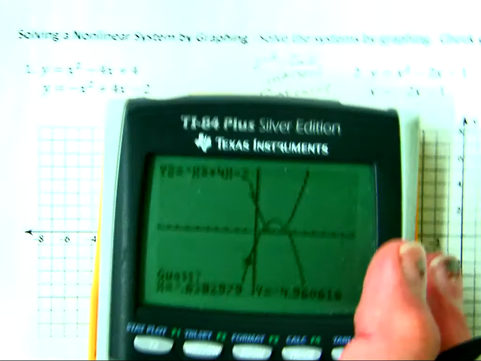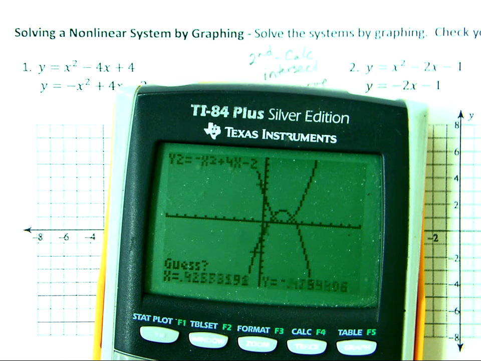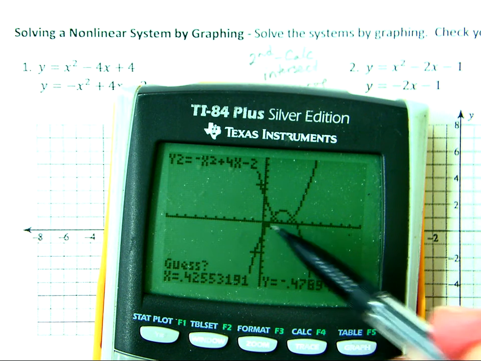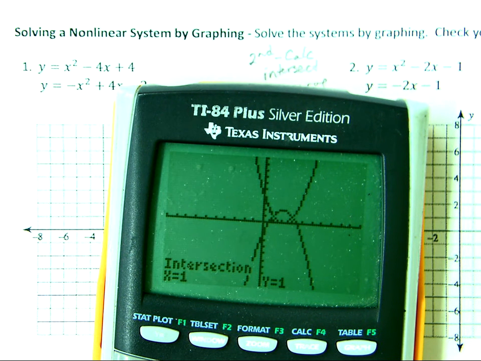Now we have 2 points. We can pick, we only do one at a time. But when it says guess, like if you see my cursor there, see my cursor's right over here right now. I'm going to move close to that left point. I'm just going to find it first. So it doesn't matter how close, just somewhere over there near that point. And now hit enter. And it should tell you the answer.